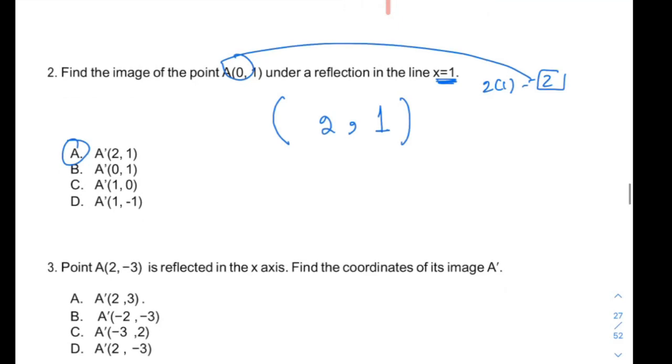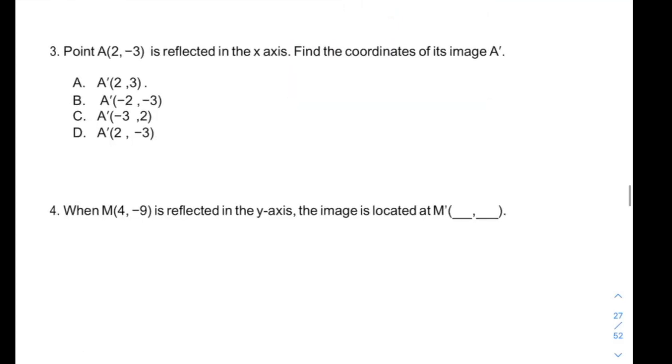Without even graphing. Point (2, -3) is reflected in the x-axis. What will happen if you reflect in the x-axis? X-axis means the y will be affected, just reversed, the opposite of y. So it will be x and -y. Keeping the x the same, the -3 will become 3, so A is the answer.